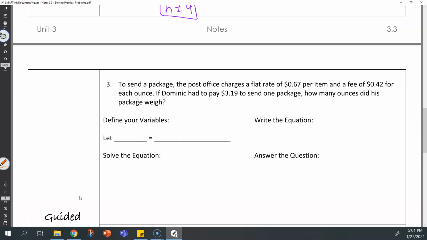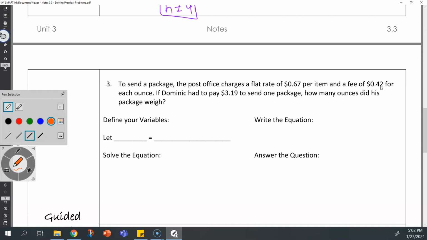So to send a package, the post office charges a flat rate of 67 cents per item and a fee of 42 cents per each ounce. If Dominic had to pay $3.19 to send one package, how many ounces did his package weigh? So ounces are a measure of weight. They tell how heavy something is. And so the post office is interested in charging 42 cents for every ounce that the package weighs. So let's take a look.